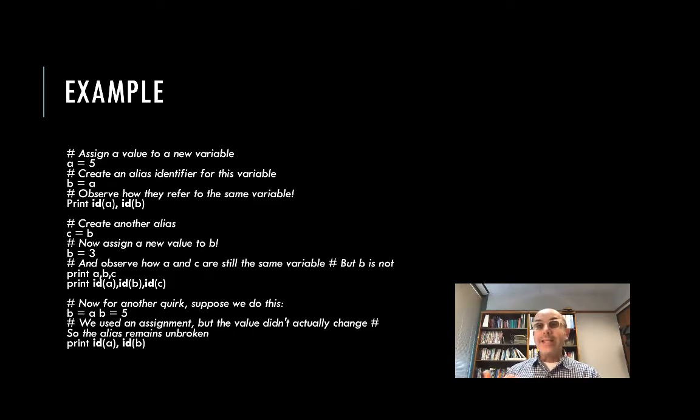We can also create another alias, c equals b, and then assign a new value to b. So the idea is if b is equal to 3, you can observe that a and c are still the same variable but not b. Print a and b and c, and you will see the effect of it. Again, the purpose here is how do you divide the data and the variables in order for you to display the result or the analysis that you are looking at when you are applying Python.